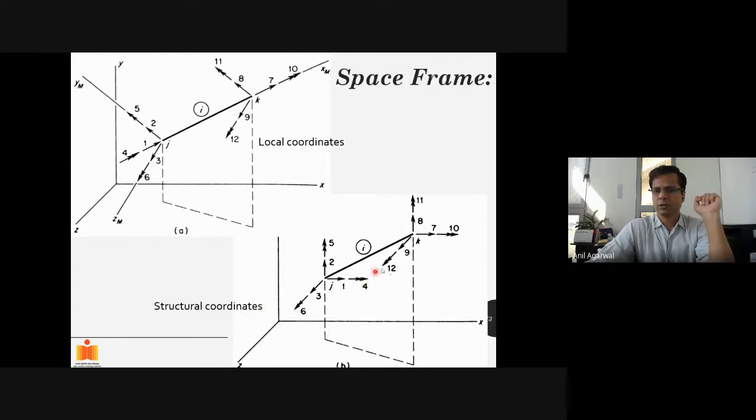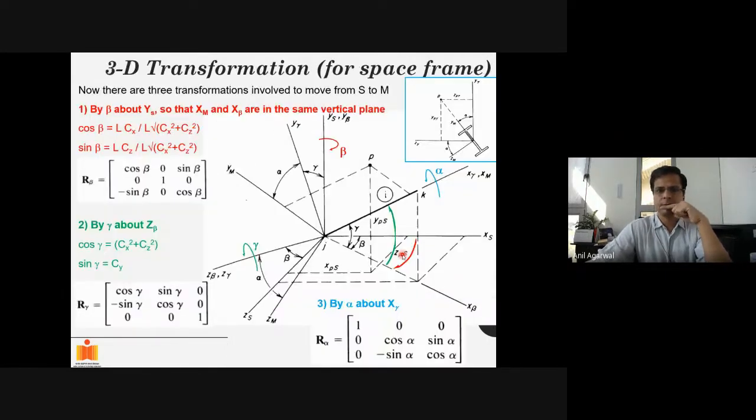Then you have structural coordinate systems which are aligned with the structural coordinates. So these are the x, y, and z coordinates, and then parallelly you can draw the structural coordinate system at each joint. 1, 2, 3, 4, 5, 6, 7, 8, 9, 10, 11, 12. So now the challenge is to transform the stiffness matrix and force matrix, etc., from this coordinate system to this coordinate system. We will see.